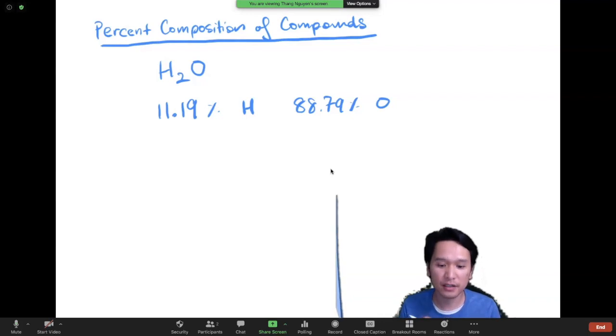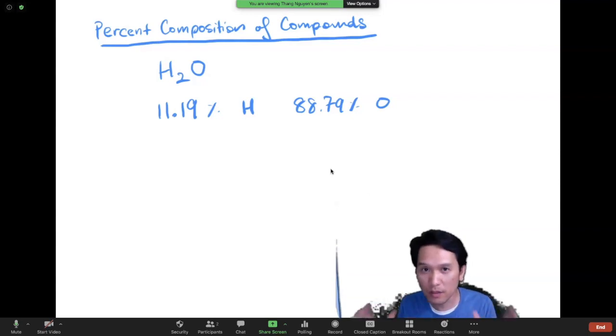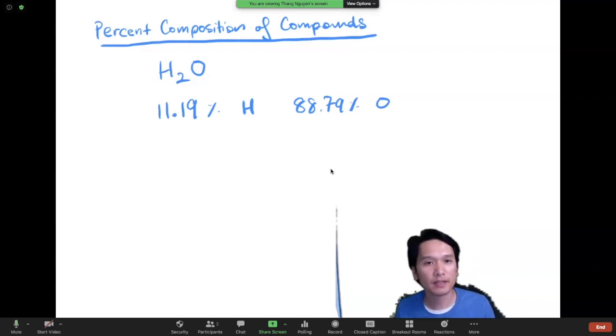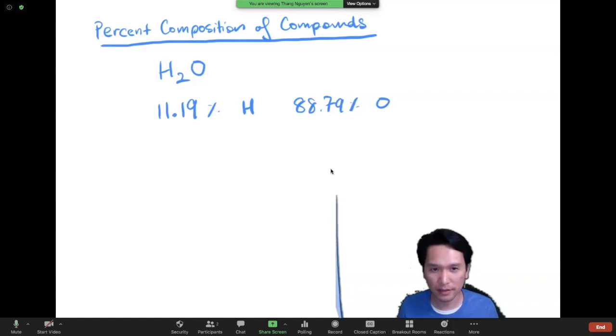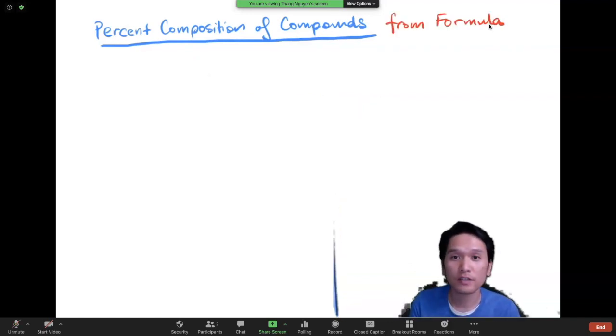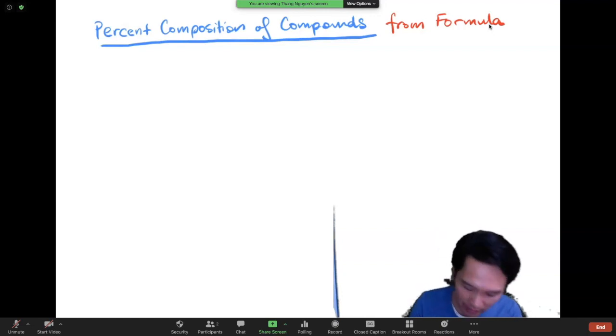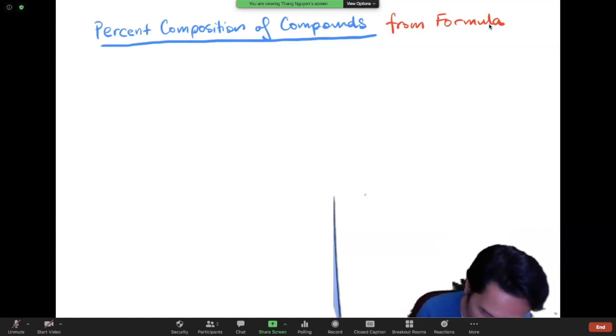There are two scenarios where you need to calculate this, right? The first one is when you have a chemical formula in front of you already, so you know based on the formula itself. The second is from experimental data. So we'll go over these two scenarios one at a time. Okay, so the first way to calculate a percent composition is from the formula itself. So again, we will take the example of water since we have that going for us already.